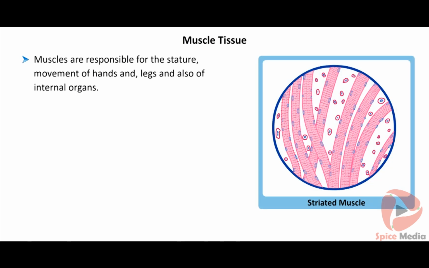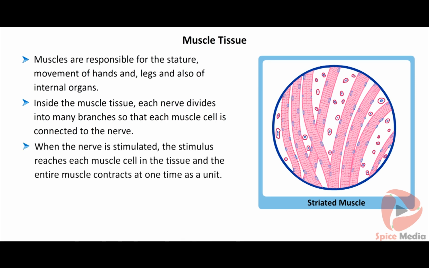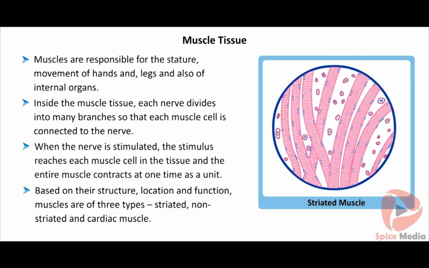Muscles are responsible for stature, movement of hands, legs, and also of internal organs. Inside the muscle tissue, each nerve divides into many branches so that each muscle cell is connected to the nerve. When the nerve is stimulated, the stimulus reaches each muscle cell in the tissue and the entire muscle contracts at one time as a unit. Based on their structure, location, and function, muscles are of 3 types.